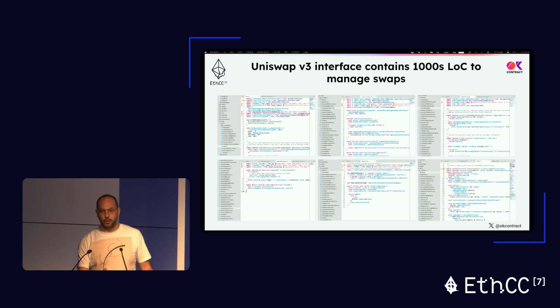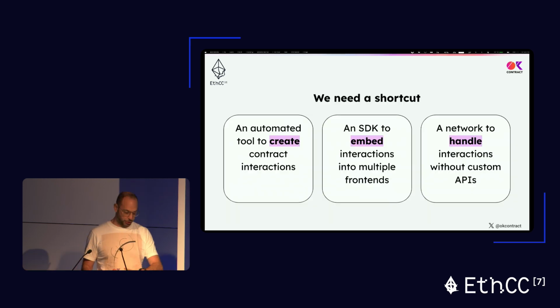Because of the architecture of the contract, you need another contract, a quoter, to get a quote, and then take this code, do computation with it, to integrate slippage, and then resubmit another transaction with all these built arguments. And this becomes more complex. You need more than one ABI, you need a lot of things, manage big numbers, etc., etc. We need a shortcut. And the shortcut is, to what we found out, an automated tool to create these contract interactions and an SDK to embed these interactions into multiple front ends.